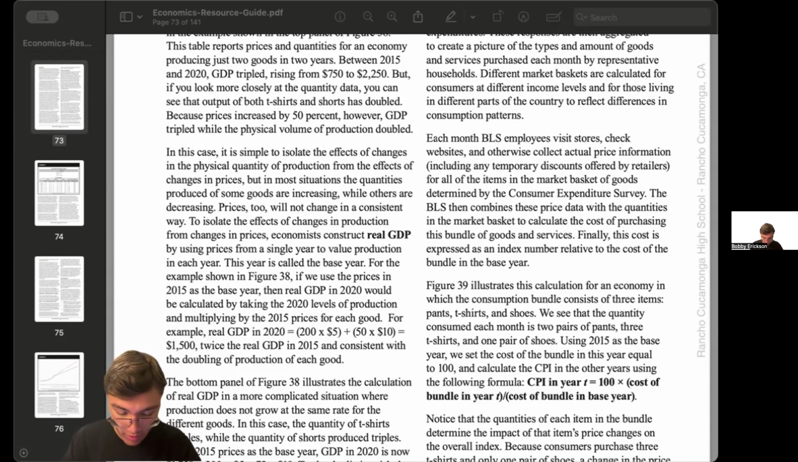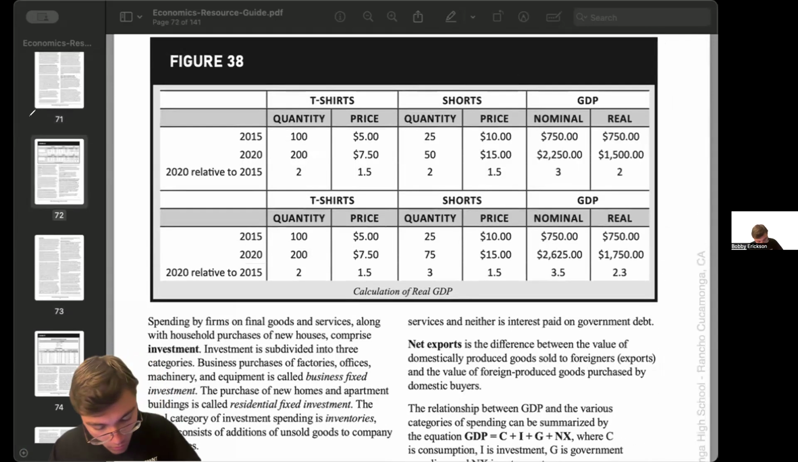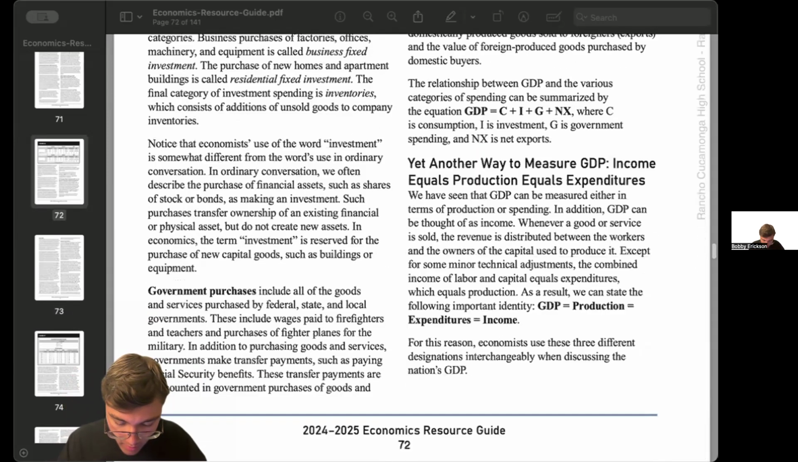So the real GDP in 2020, for example, we have here the price of, let's say, $5 and $10 (apologies, other way around), and multiply by the new quantity, 275 here. And so we are isolating the changes specifically of just the quantity.